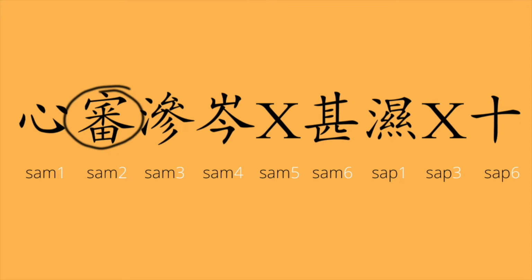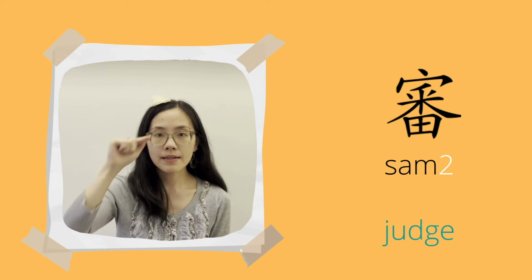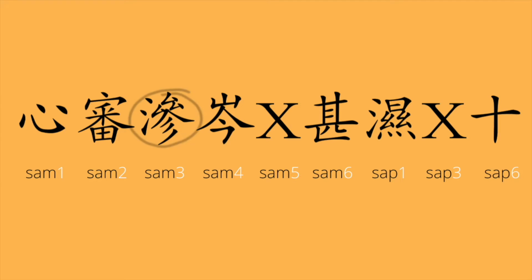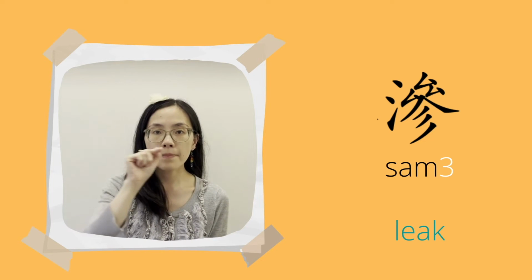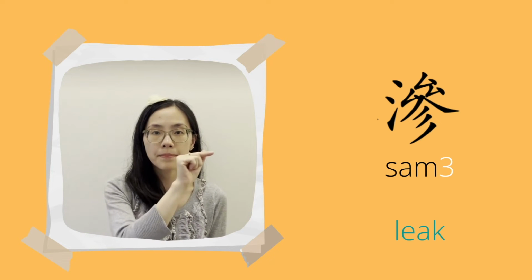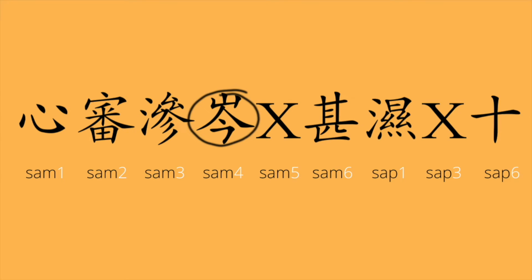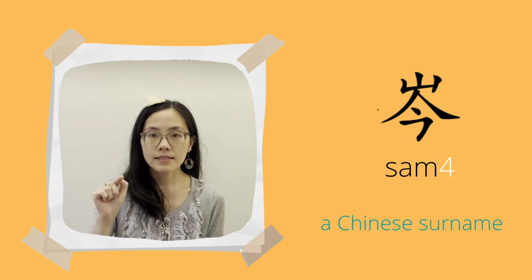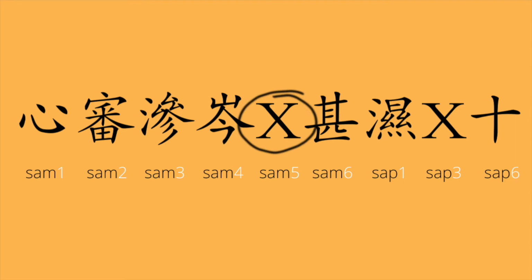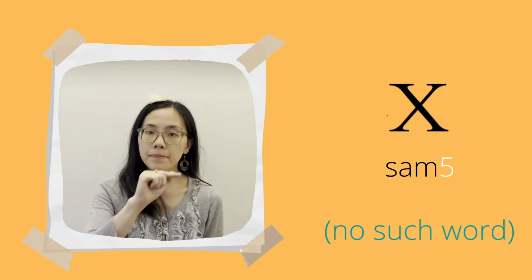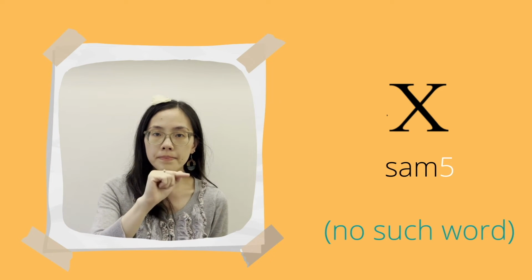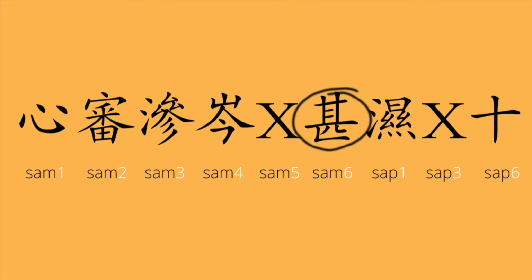The second tone is some, which means judge. The third tone is some, which means leak. The fourth tone is some, which is a Chinese surname. There is no such word in this fifth tone, but there is the sound some. The sixth tone is some, which means very.